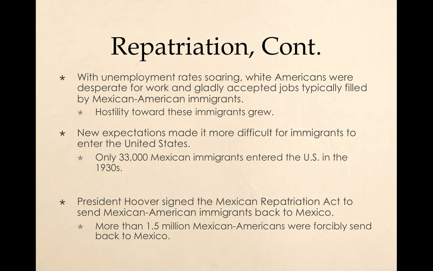President Hoover authorized a special Mexican Repatriation Act to send Mexican American immigrants back to Mexico. More than 500,000 Mexican Americans were forcibly sent back to Mexico during the Great Depression. Many of them may have been lawful American citizens who became separated from their families.